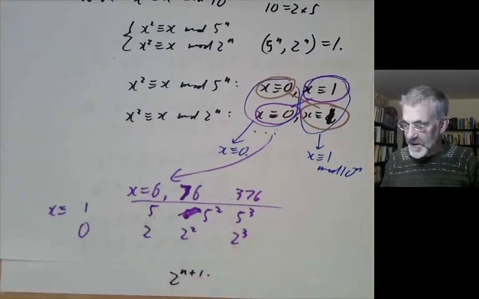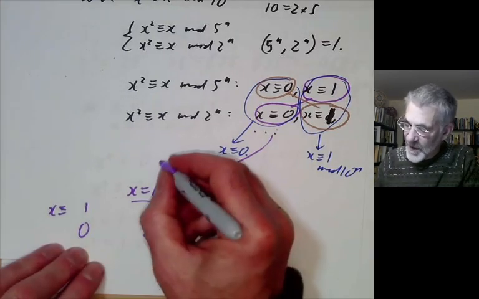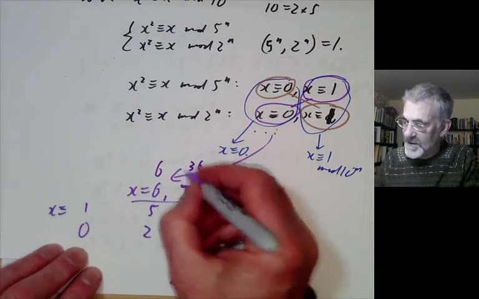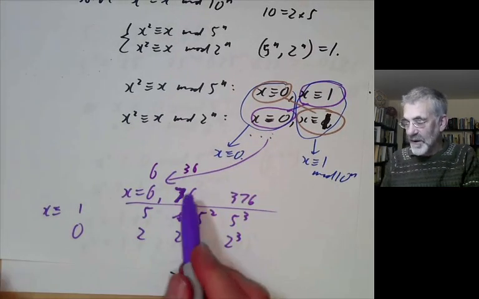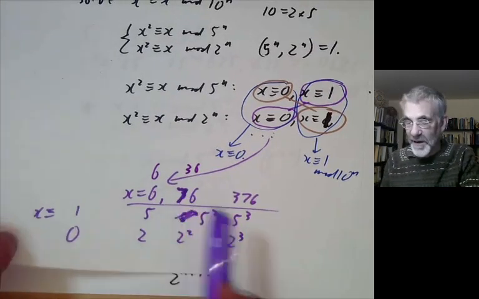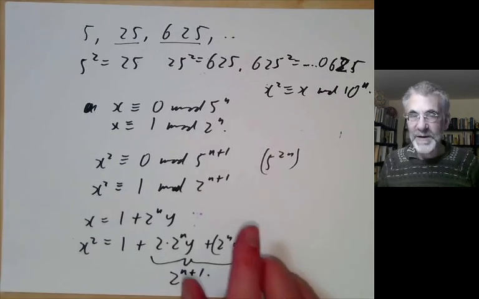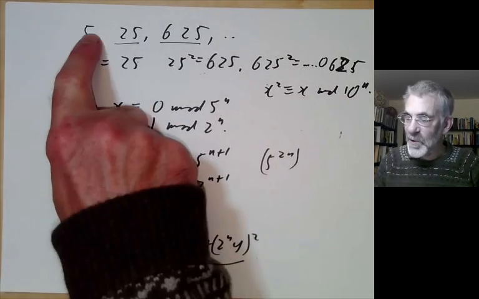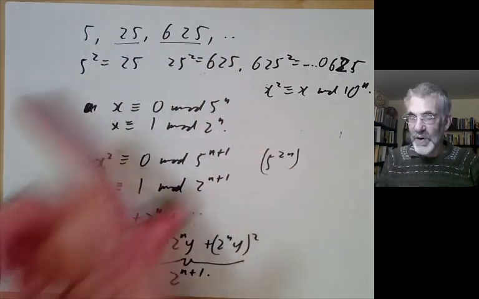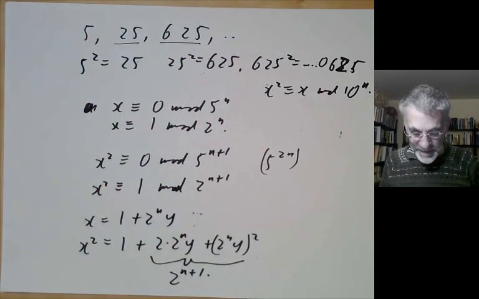You may say, why don't we start with 6 and repeatedly square it? Well, that doesn't work, because if we start with 6 and square it, we get 6, 36, and 36 doesn't work. That's the number I was getting confused by down here. I'll just leave it as a question: why does repeated squaring work if you start with 5, but not if you start with 6?